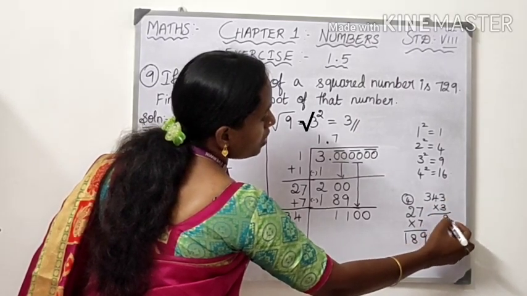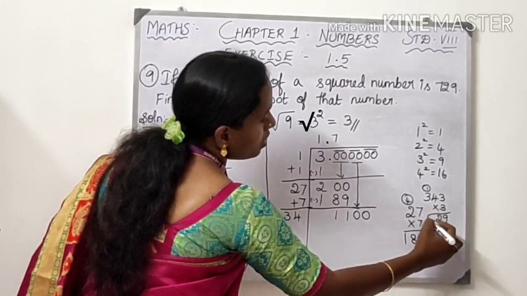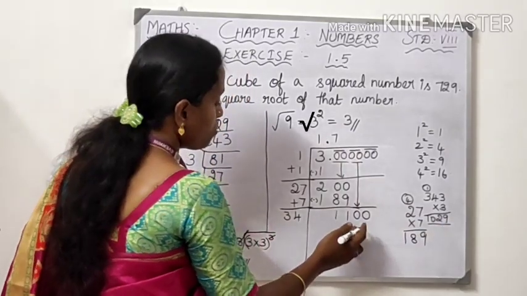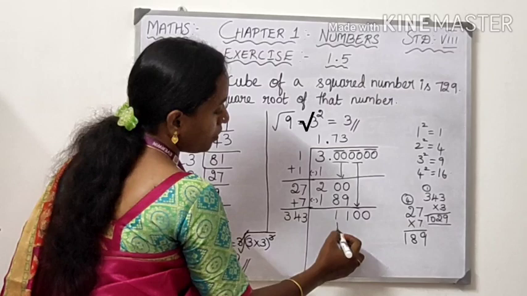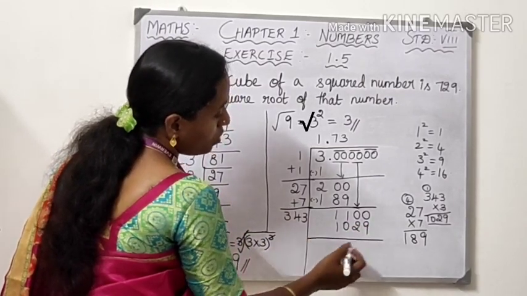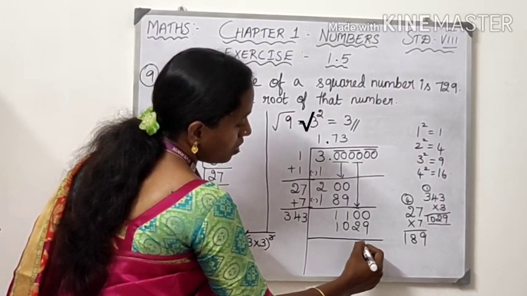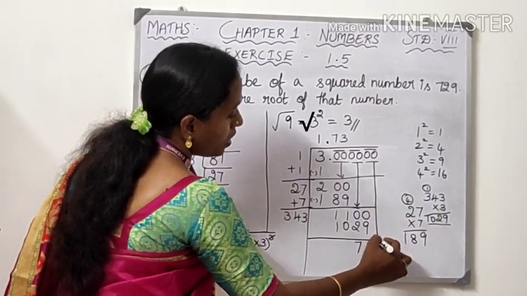So 3 3s are 9. 3 4s are 12. Carry over 1. 3 3s are 9, 10. So I am getting 1029. So let me use here. So 343 into 3. I am getting the value 1029. So if I subtract this value, I'll get the number 71. Let me bring down the last pair here.